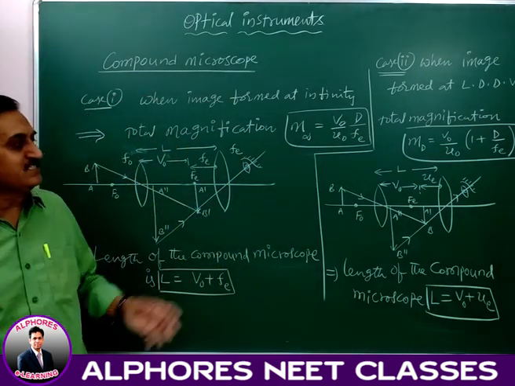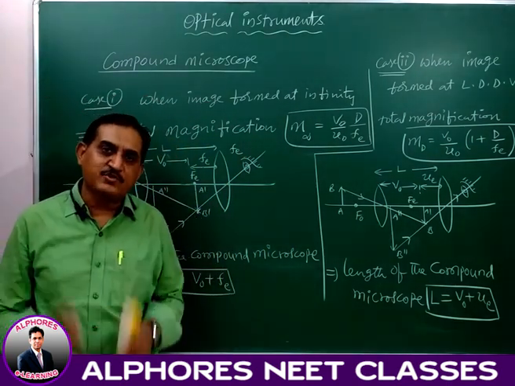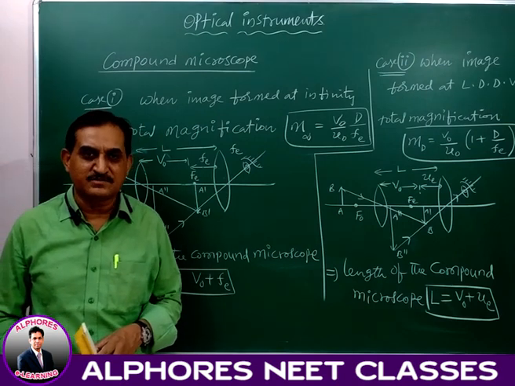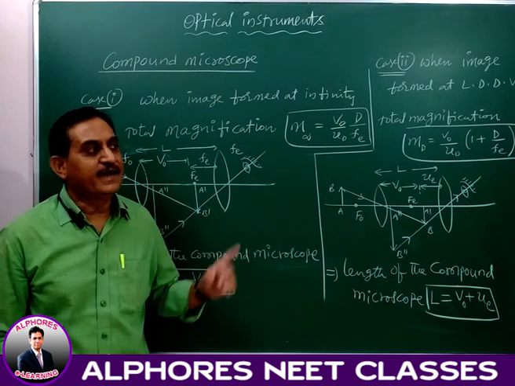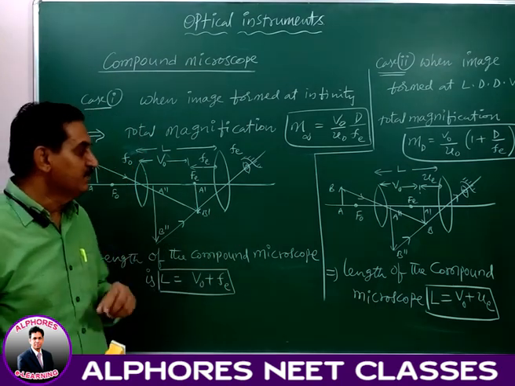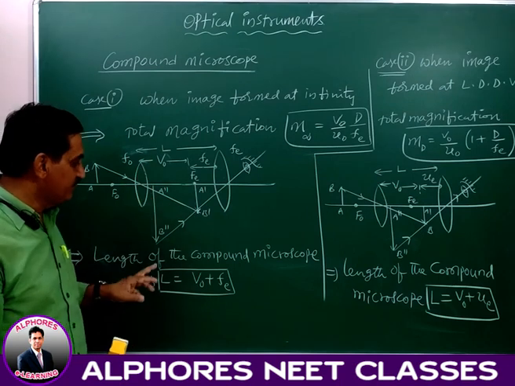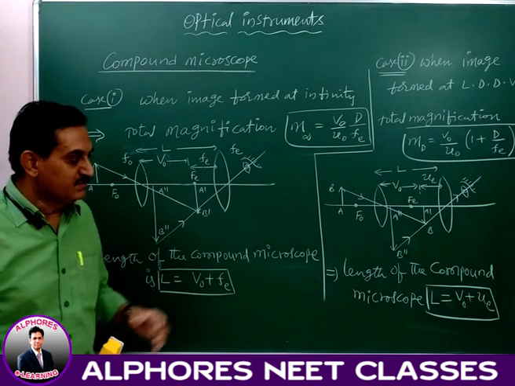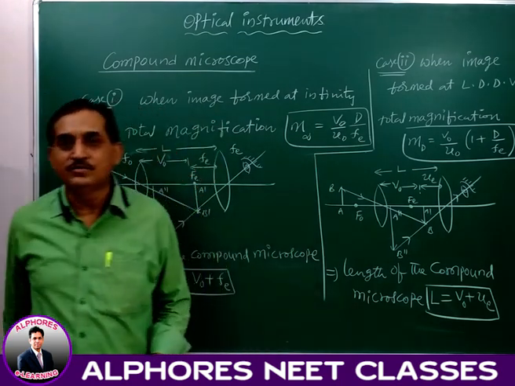So in both the cases, the length of the compound microscope, in the sense the distance between the two lenses, that is field lens and eyepiece, every time we are finding that when the image is formed at infinity it is V naught plus Fe, and when the image is formed at LDDV, that is V naught plus UE.